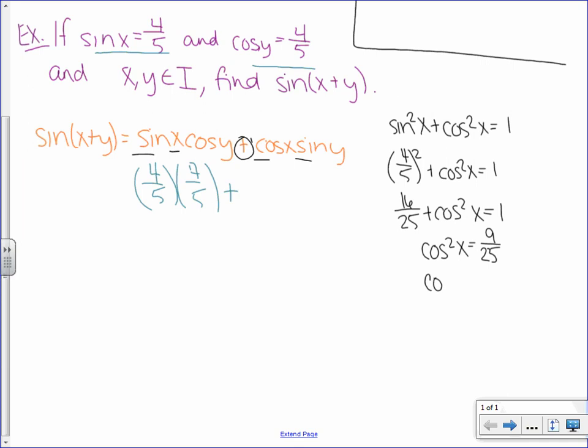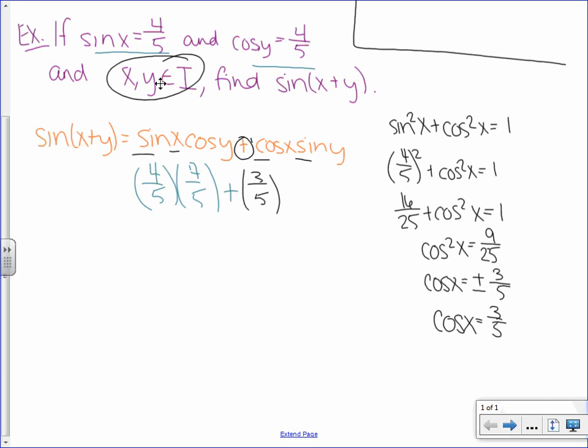Take the square root of both sides. You get that the cosine of x is going to be equal to plus or minus 3/5. But remember, I'm in quadrant 1. The problem told me I was in quadrant 1, and in quadrant 1, my cosines are positive. So I'm just going to use cosine x is equal to positive 3/5. So I'll come up here and I'll plug that in.